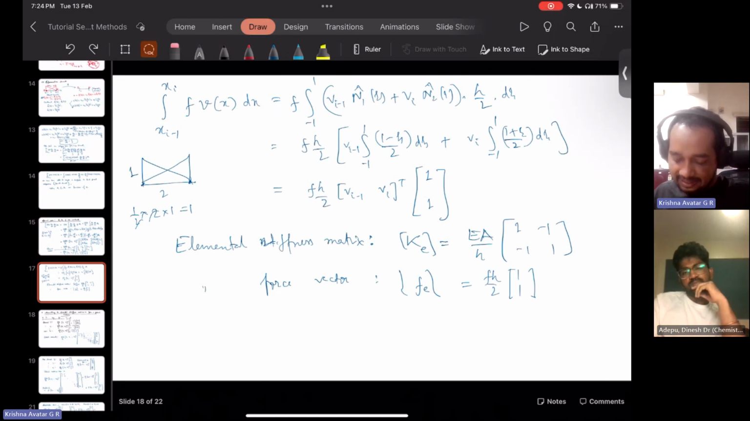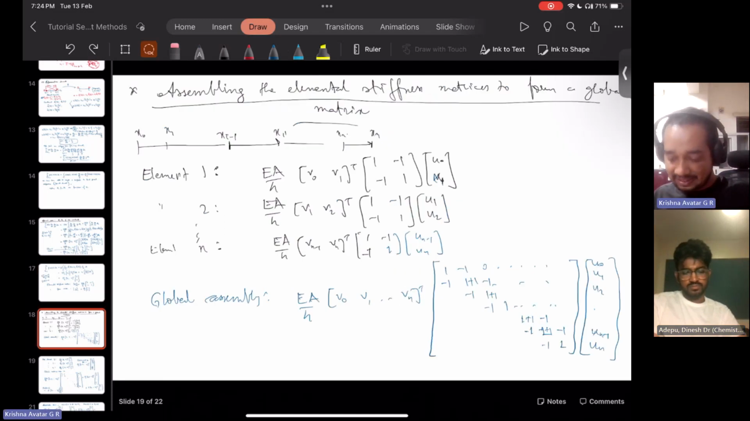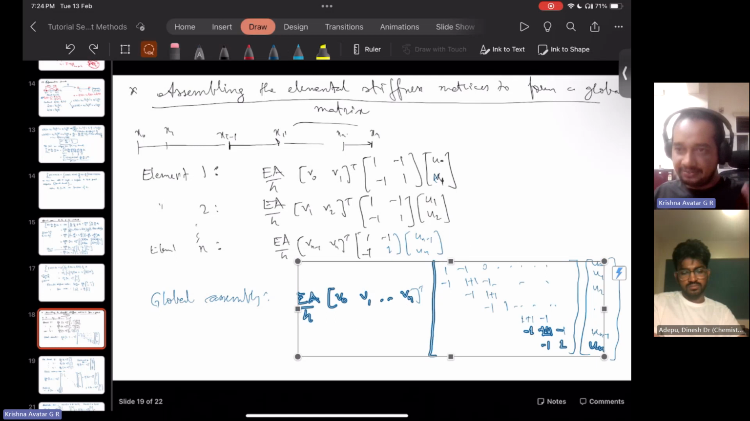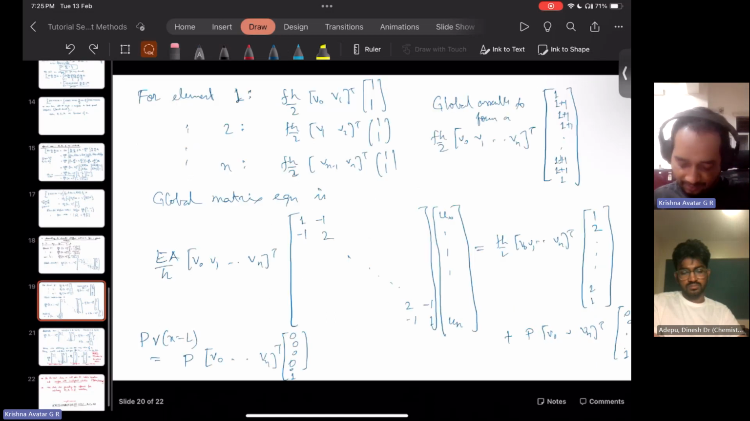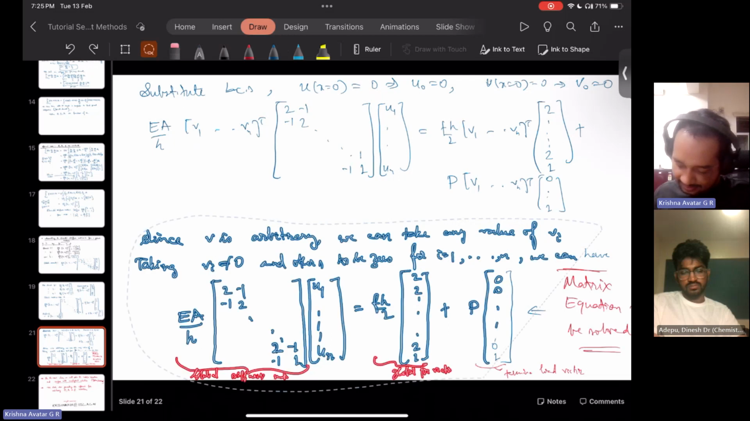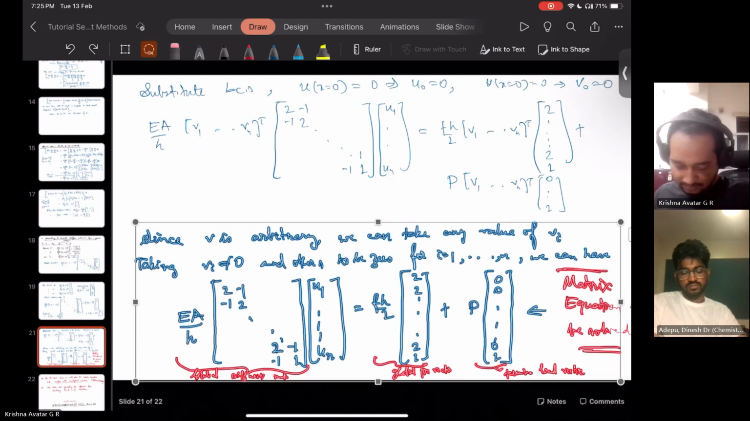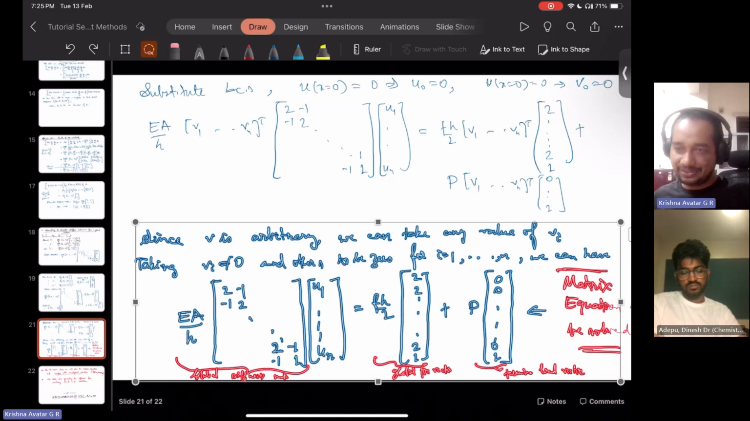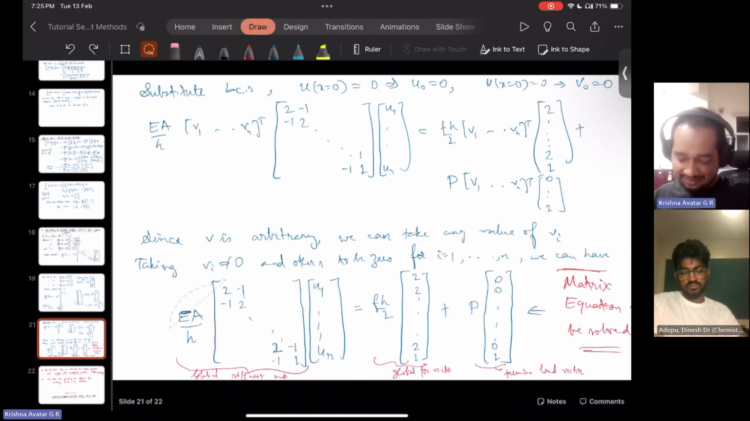From here we get what we call the elemental stiffness matrix and also the force matrix. And now we assemble the elemental stiffness matrix to form a global matrix. Once we do the global matrices, we are just adding up the contributions from all the elements to form a global system. Likewise for forcing functions. And this is our expression here. Ultimately, this is the expression we need to solve. This is the system of equations.